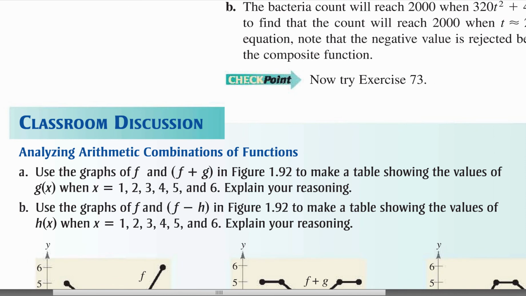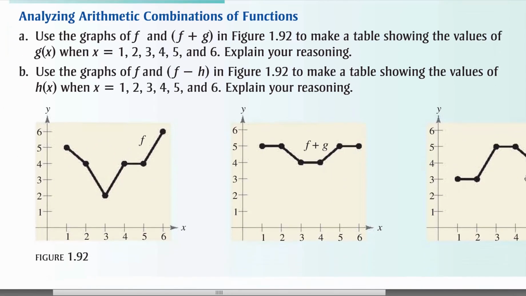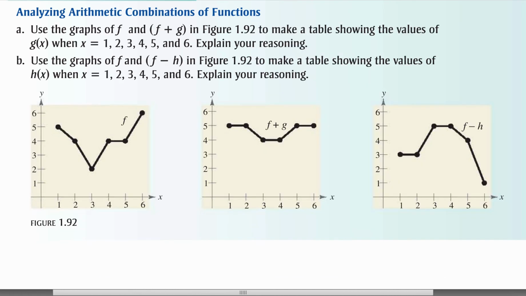Analyzing arithmetic combinations of functions. Use the graphs, I'm going to zoom out just a little bit here. Use the graphs of f and f plus g in figure 1.92 to make a table showing the values of g of x when x equals 1, 2, 3, 4, 5, and 6. And then explain your reasoning. So here's f plus g.